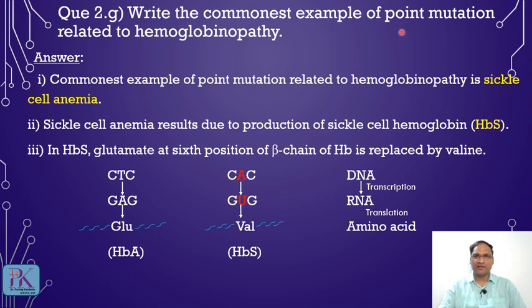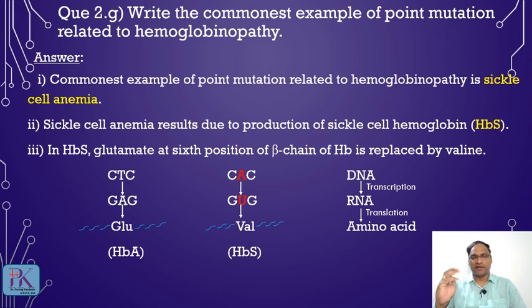Because they are asking about the example of point mutation, you must write this. So glutamate at 6 position of beta chain of hemoglobin is replaced by valine. So DNA to RNA, then RNA is translated to amino acid. So glutamate is changed to valine. So this is normal HbA, that is adult, and this is sickle cell hemoglobin. So HbA and HbS. Now this much you have to write, but again I am repeating, they did not mention what you have to write.